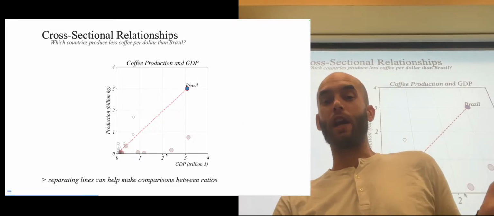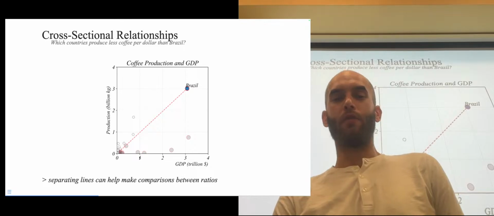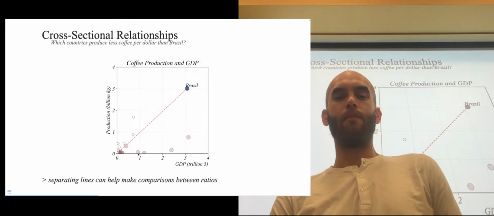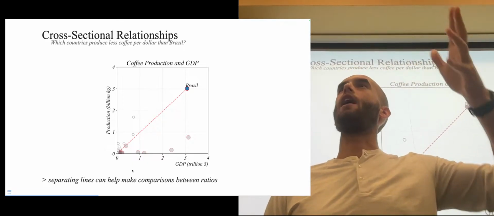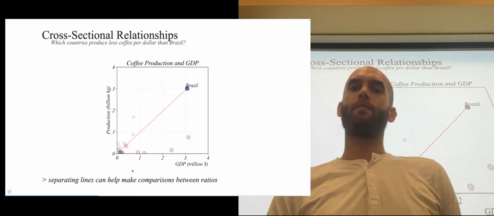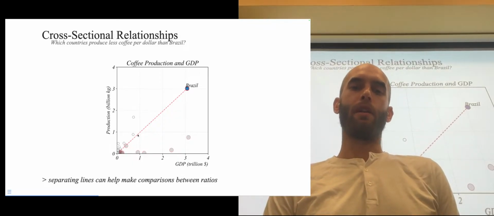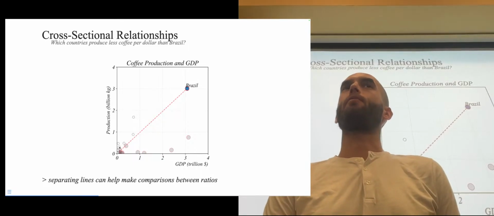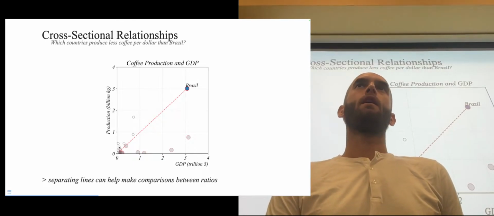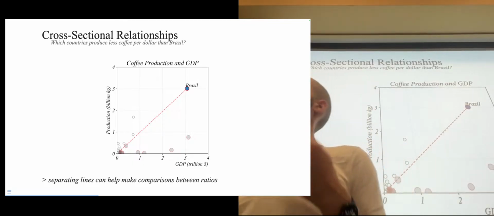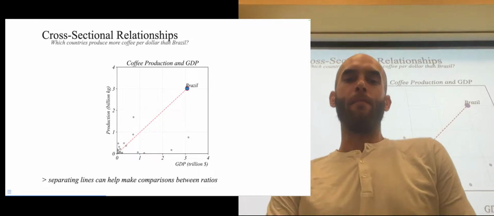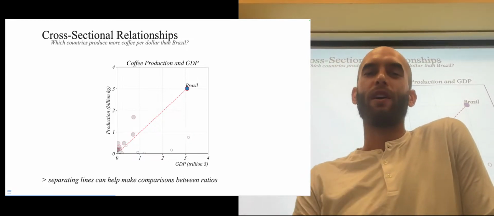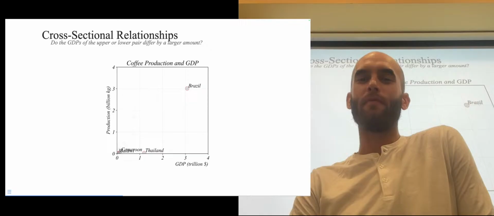So the way you can check this is just to look at the figure and ask, are there more dollars for the same level of coffee? Or you can think of, is there less coffee production for the same level of dollars? So you just run a line up until it hits the separating line. This is how we use these scatter plots to make ratio comparisons. And then we can do the same thing for countries that produce more coffee per dollar than Brazil.